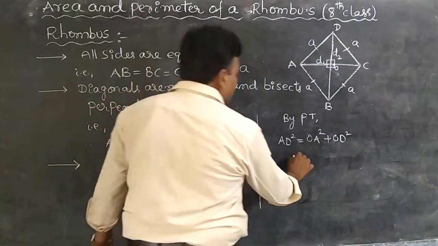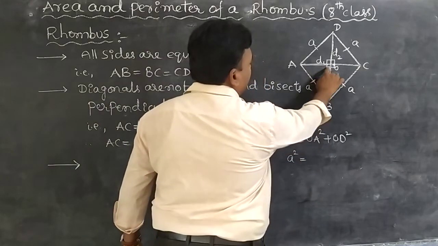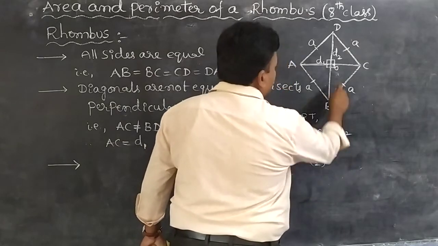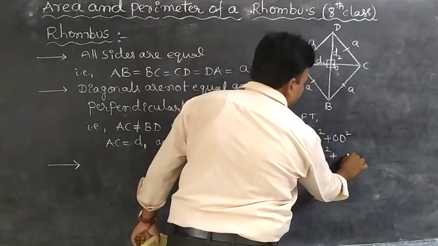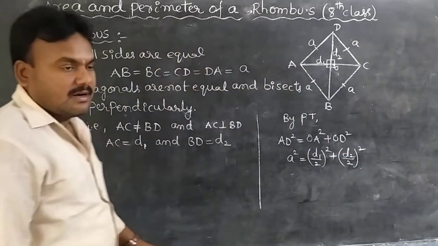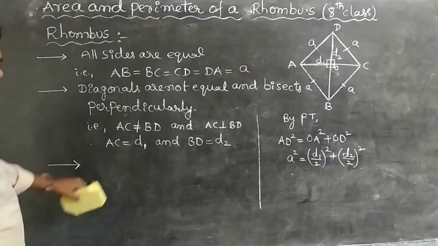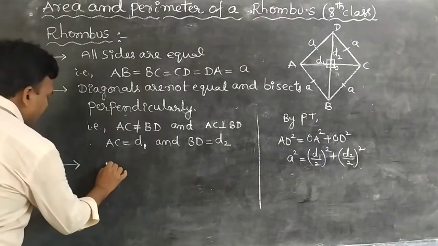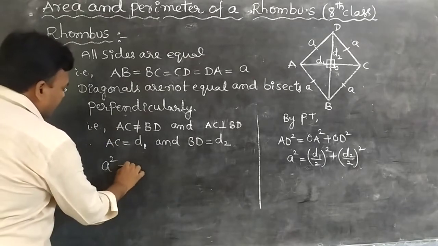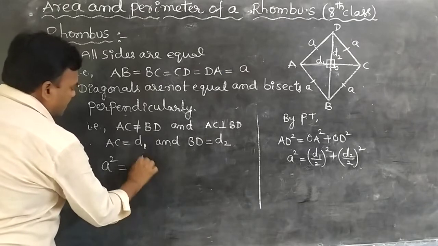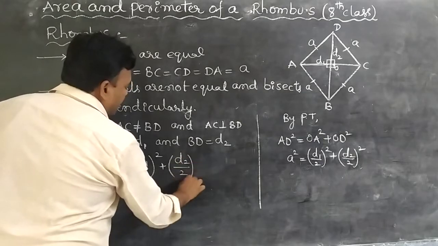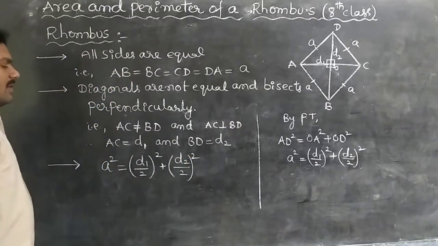So AD square is a square, equal to OA, which is half of D1, that is D1 by 2 whole square, plus OD, which is half of D2, so D2 by 2 whole square. By using this formula, students, a square, where a is the side, equals D1 by 2 whole square plus D2 by 2 whole square. This is one more formula, students.